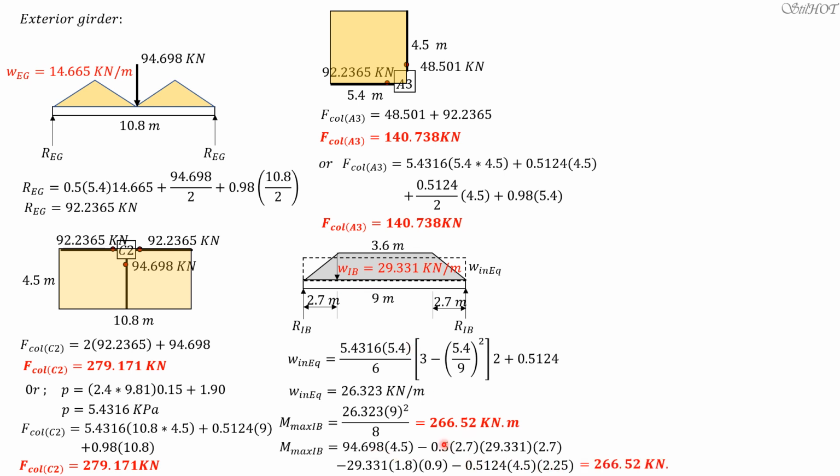So if you compute that, that's also 266.52 kilonewton meter. So it doesn't matter if you're given the formula or not. The maximum moment can still be computed based on the diagram. Then for the maximum moment in the exterior beam, we have this loading.